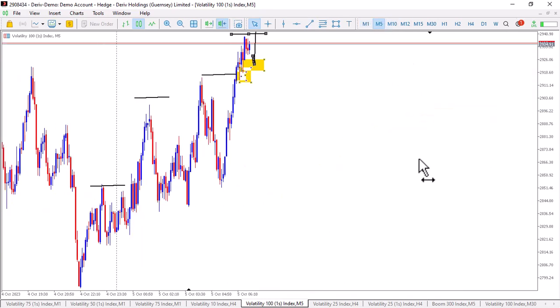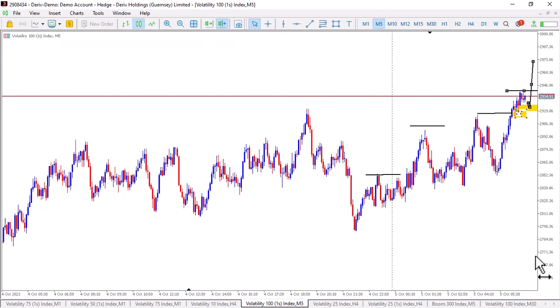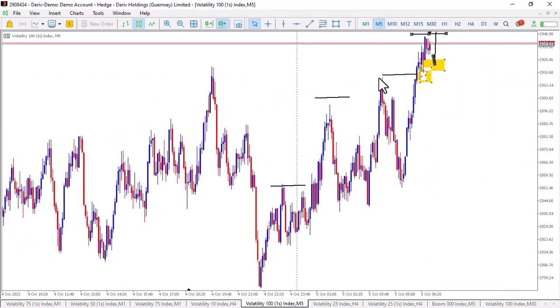And if you go to the M5, you can clearly see what price is targeting, right? In this case, we don't have any highs in sight here. Maybe we would mark out these two as our targets, right? So this is what I wanted to show you guys, pertaining to the M5 and the M1, scalping on volatility indices on Deriv.